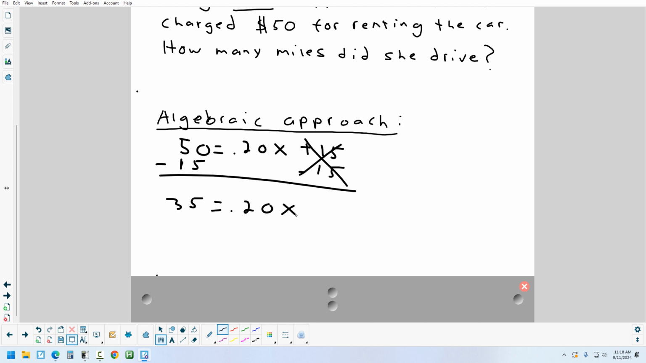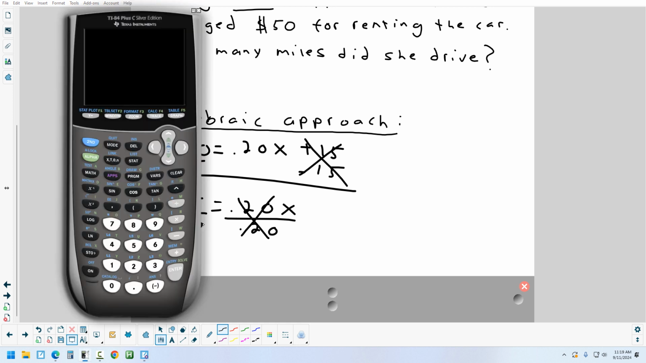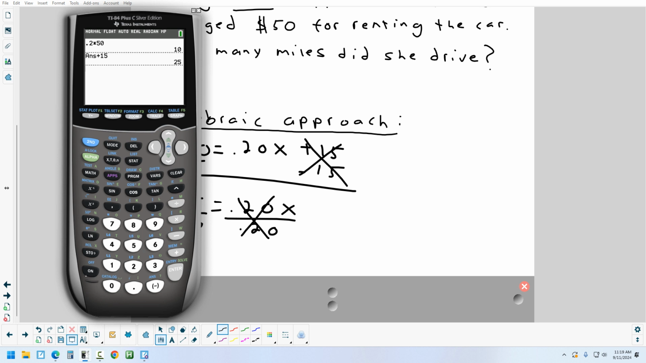Now I've got to get rid of that 0.20 on the x. So what would I do on both sides? Martin? Divide by 0.20. Yep, divide each side by 0.20. And when you divide by a number less than 1, like 0.2, what actually happens to the thing you started with? It gets multiplied. It's really going to get multiplied, so it's going to end up getting bigger. So 35 divided by 0.2 is 175.